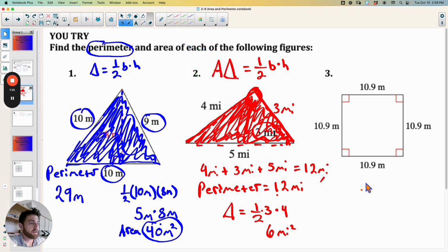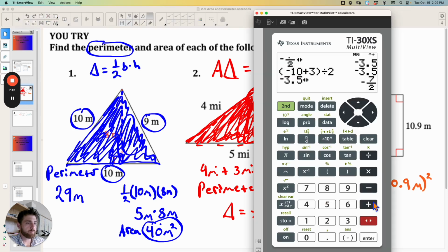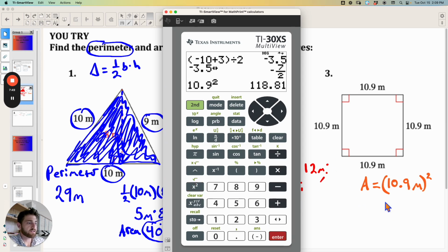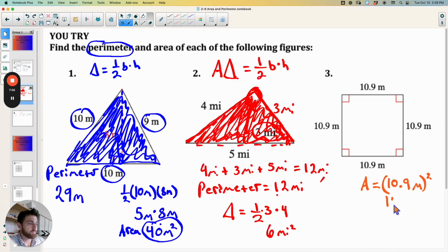So for area, it's going to be equal to 10.9 meters, and I want to square it. So I can pull out my calculator and let it do the work for me. So we'll do 10.9 squared, and that gives us approximately, or not approximately, but exactly 118.81 meters squared. So that's the area.